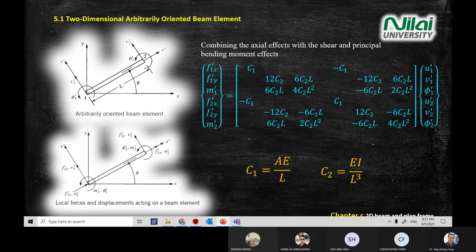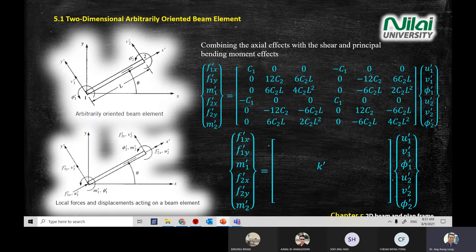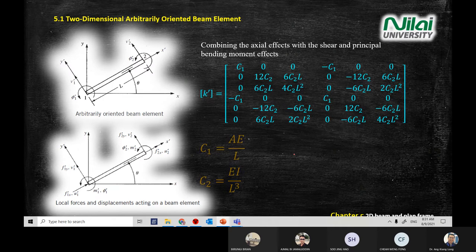Okay. All right. So this also standard. The standard steps. So you put in the C1, C2, and the complete one, you will see this jumbo matrix. But again, it's a standard form already. So we can see your K equal to this jumbo matrix here with the C1 and C2. C1 equal to AE divided by L, C2 equal to EI divided by L cube.